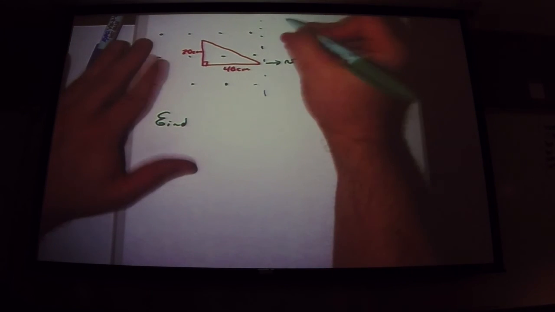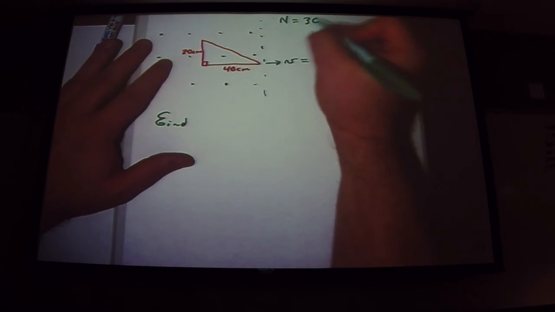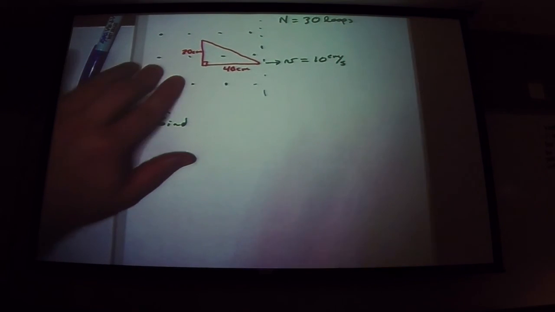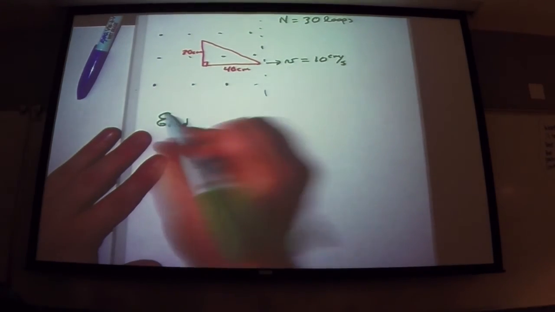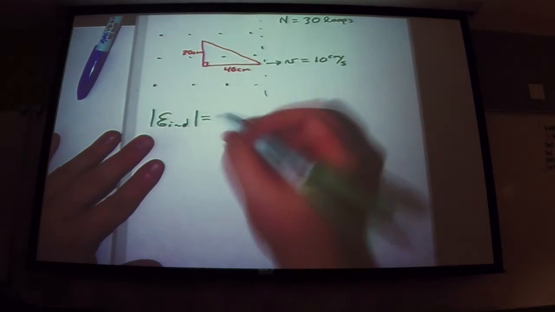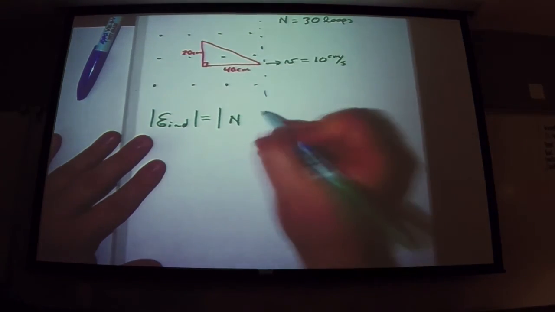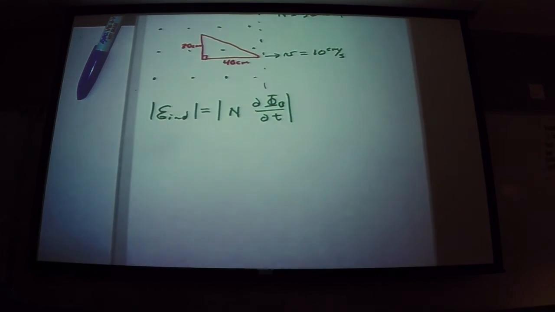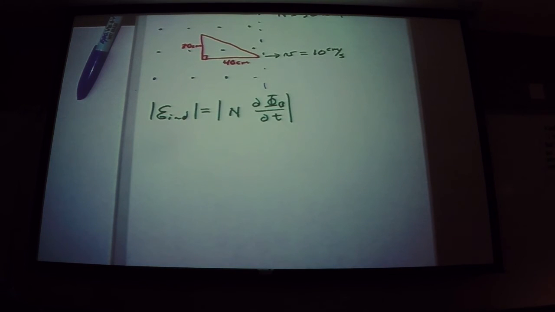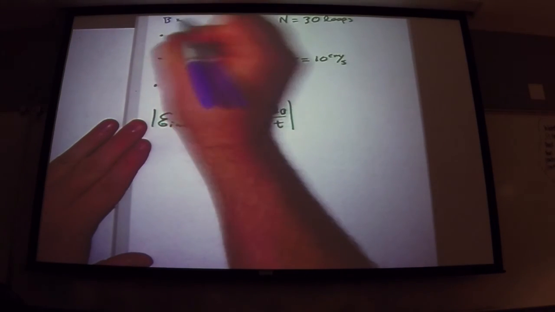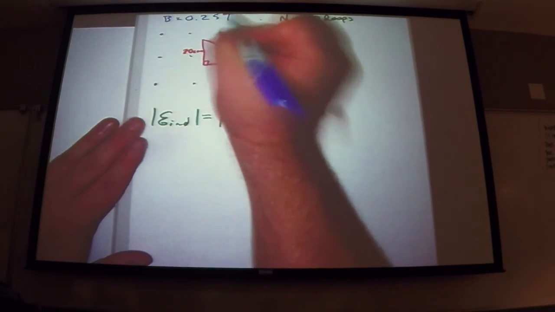Let's get a little variety here. Let's say that I have 30 loops that I've made into this. So my induced EMF, on average, I'm going to use absolute value, is N dΦ_B/dt. Magnetic field B, let me give it to you, I don't know, 0.25 Teslas. Like a large magnetic field.